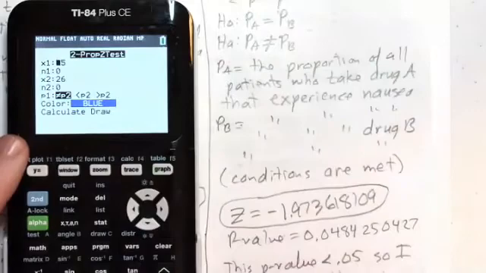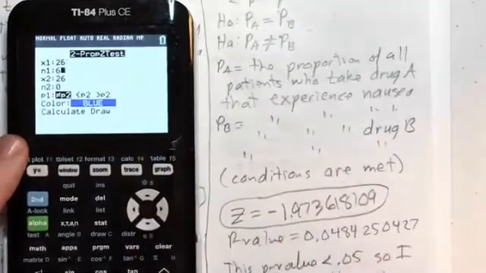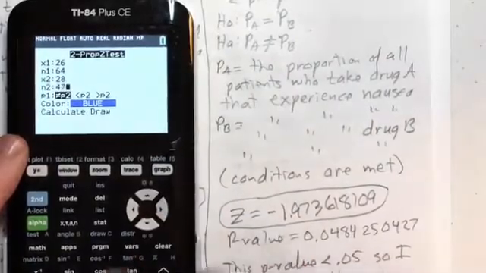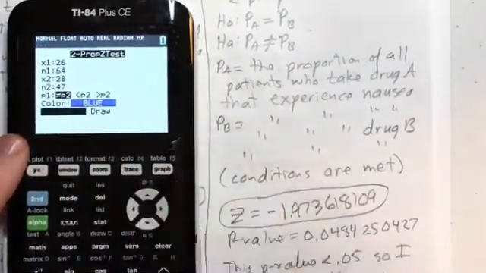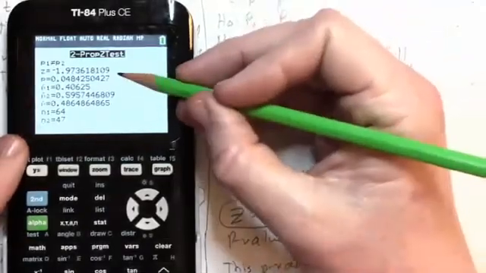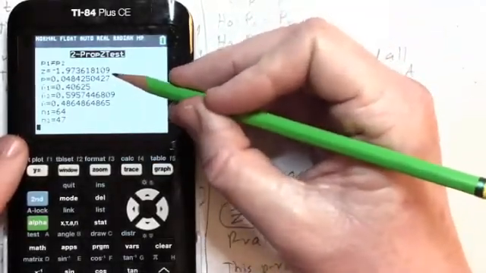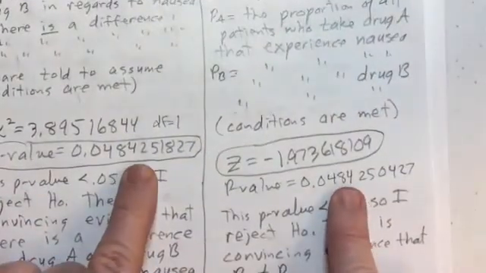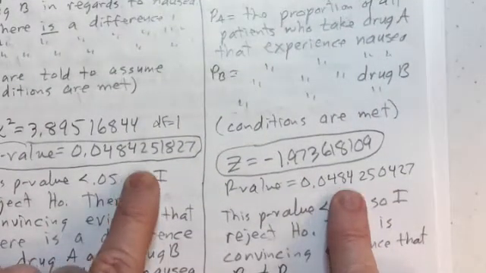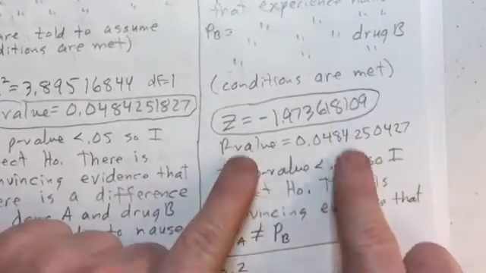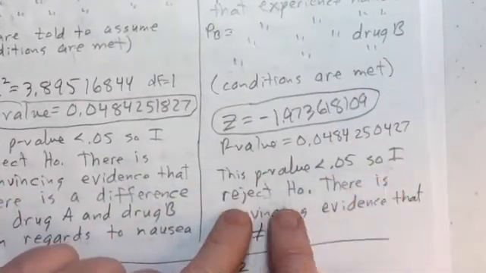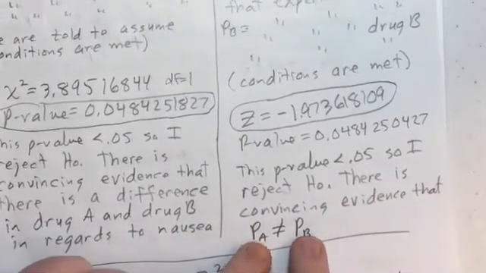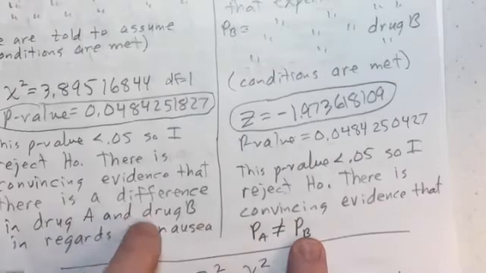We have 26 out of 64, and we have 28 out of 47. The alternative is not equal to, and we calculate, and look at that p-value. There's our test statistic and p-value. The p-value is identical. And so we would have the same conclusion. This p-value is less than 0.05, so I reject the null. There is convincing evidence that there is a difference between the two, just the same as this thing over here.